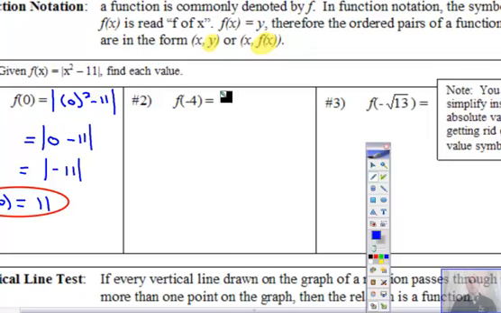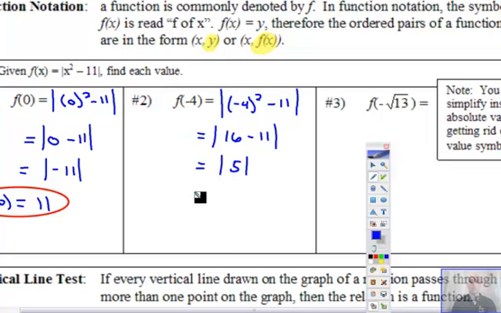F of negative 4. Substitute the negative 4 in for x. One step at a time. Negative 4 squared means negative 4 times negative 4. That's positive 16. Negative times a negative is a positive. 16 minus 11 is 5. So it's the absolute value of 5. So f of negative 4 is 5.